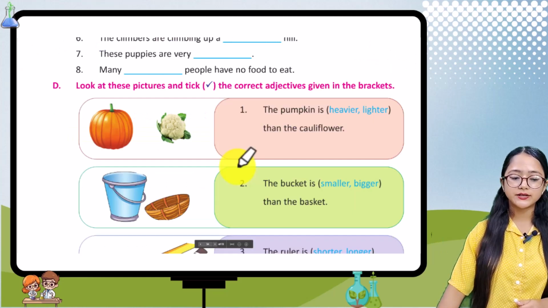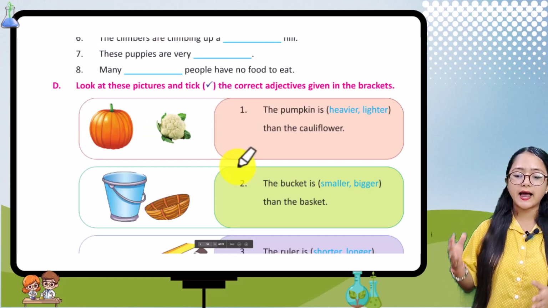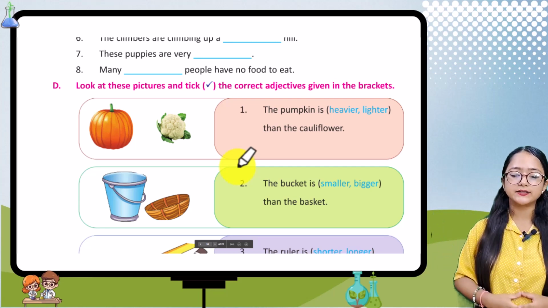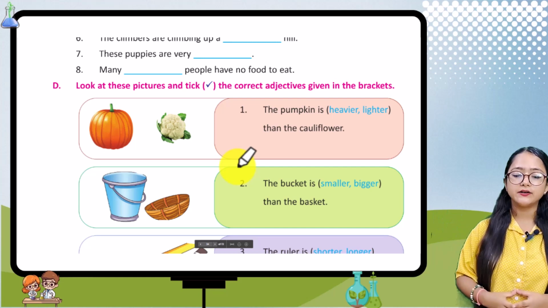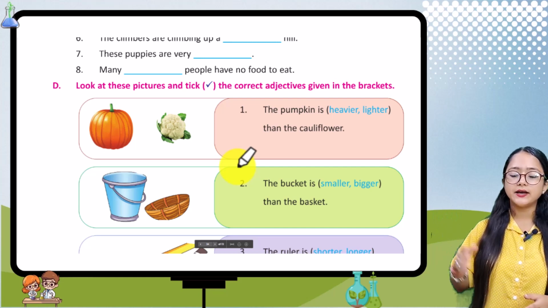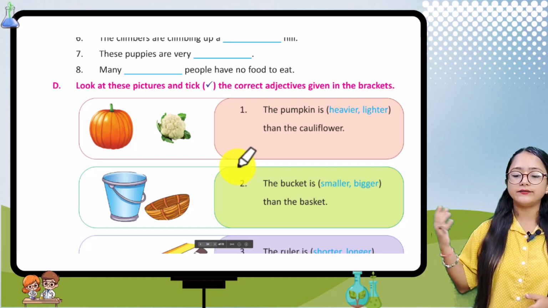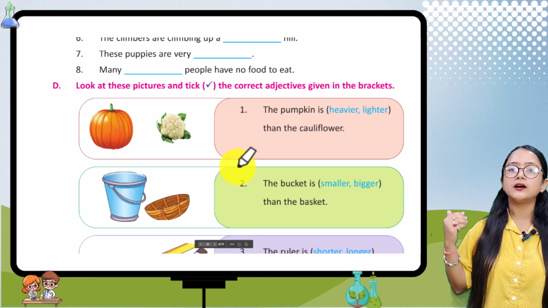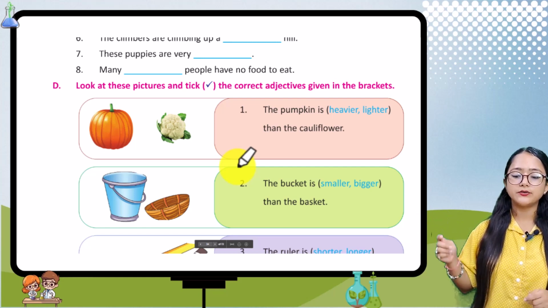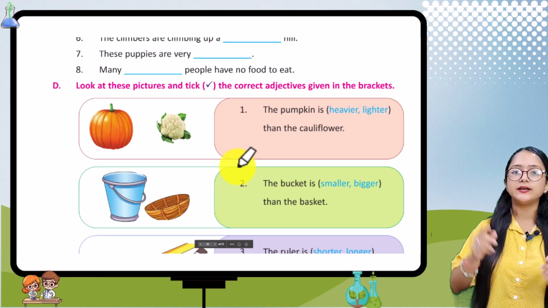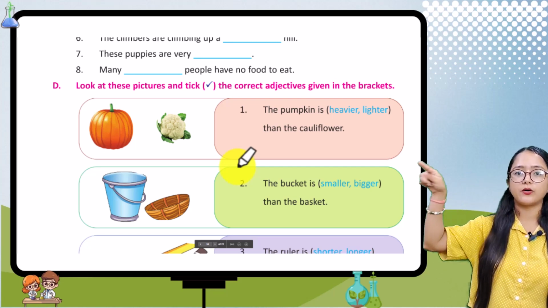Now the next question is, look at these pictures and tick the correct adjective given in the brackets. First one, the pumpkin is, in the bracket is given heavier, lighter, than the cauliflower. The pumpkin is heavier than the cauliflower. So you have to tick heavier. Like this, you have to first read the sentence carefully, then choose the correct form of the adjective.